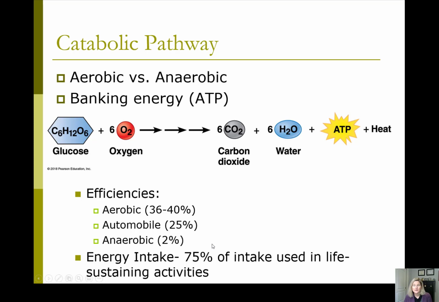The other 25% is what you utilize for extra activities such as moving around, doing exercise, and talking. All of that is not required for survival, but that's what that extra energy can be used for.